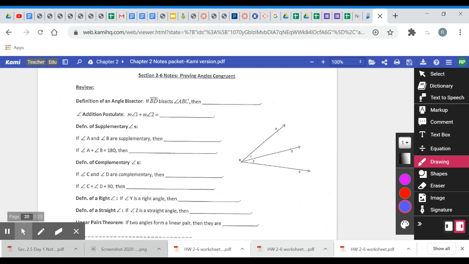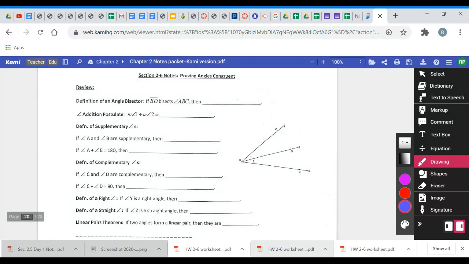Hi, welcome to the section 2.6 notes, and this is on proving angles are congruent. So we're going to review over some of the properties about angles that most of this you learned in chapter 1, and then we're going to use some of these properties along with the properties you learned in the 2.5 day 1 and the 2.5 day 2 notes to do some proofs involving angles.